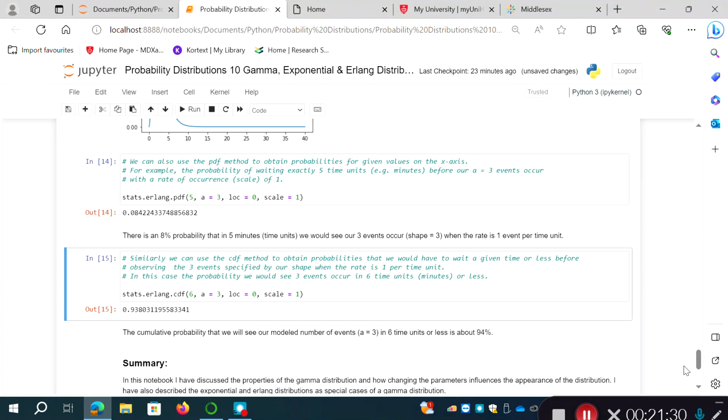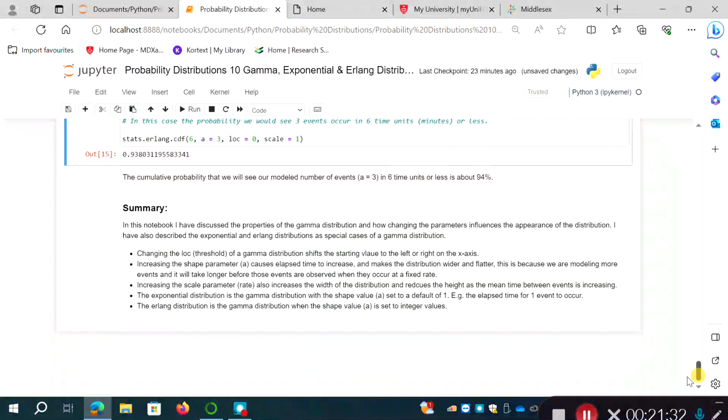Okay, right, so that's all I'm going to do on the gamma, exponential, and Erlang. Just a quick recap: I've discussed the properties of the gamma distribution and how changing the parameters influences the appearance of the distribution. I've also described the exponential and Erlang distributions as special cases of a gamma distribution.